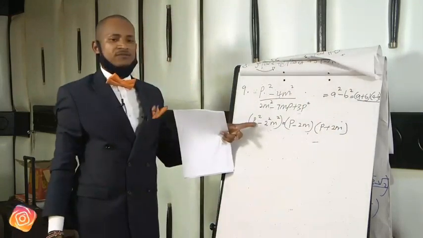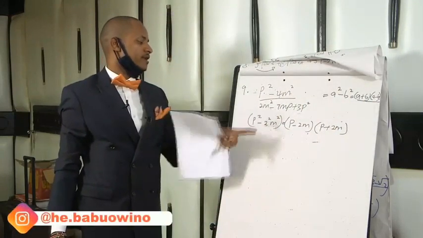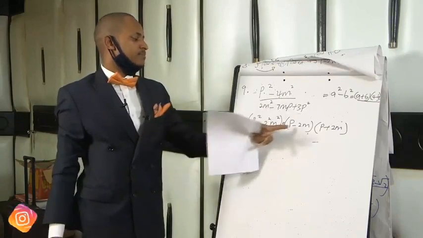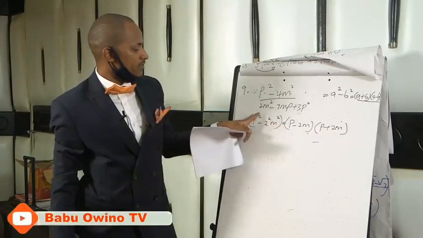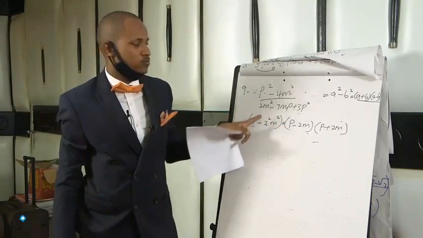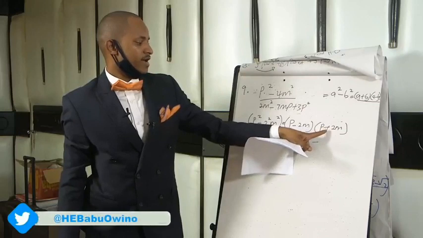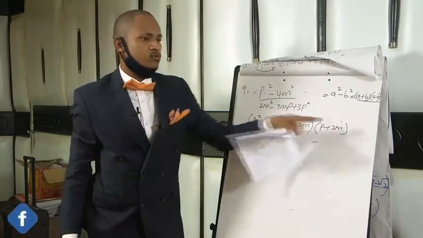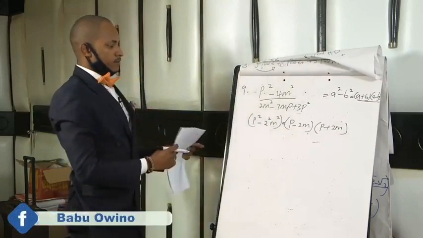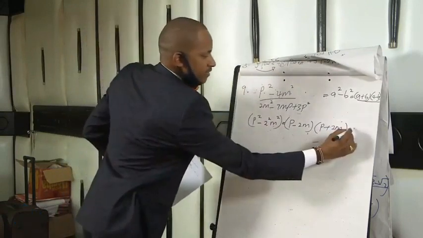Therefore, if you have p squared minus 2 squared m squared, you just collect p with 2m, then there's a difference of two squares. You write it again, but with the sign changed. That is p plus 2m. So this is the numerator.